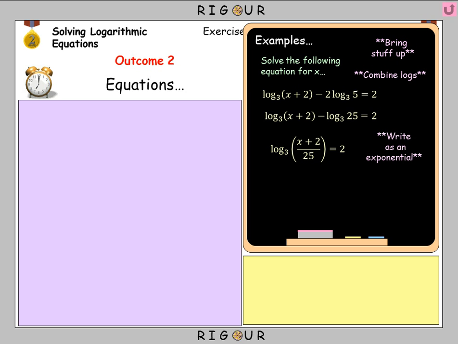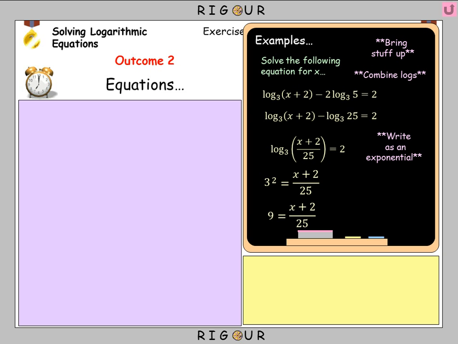So what we're going to do is write it as an exponential, just as we did in bronze. So we bring the 3 down, we make it to the power of 2, and that's going to equal all that other stuff. So (x + 2) all over 25. Then the logs are over, and we just solve this equation the way we normally would. So 3 squared is 9, so that gives us 9 equals (x + 2) all over 25.